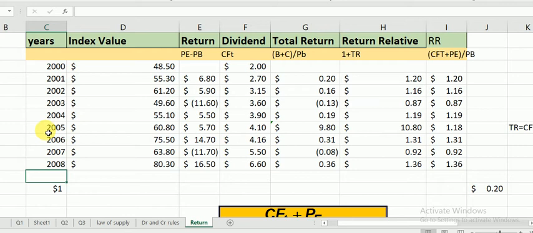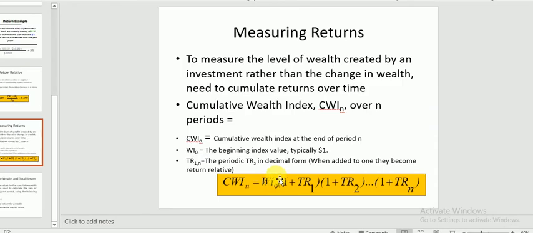So we are using the cumulative wealth index concepts. Look at this formula: cumulative wealth index, CWIn, at the nth time. Nth period of time means like 2001 to 2006, 2007, 2008, whatever the time period is, is equal to WI, wealth index at time 0, times 1 plus total return TR1, times 1 plus TR2, total return at the second year, second period of time, times 1 plus TRn.